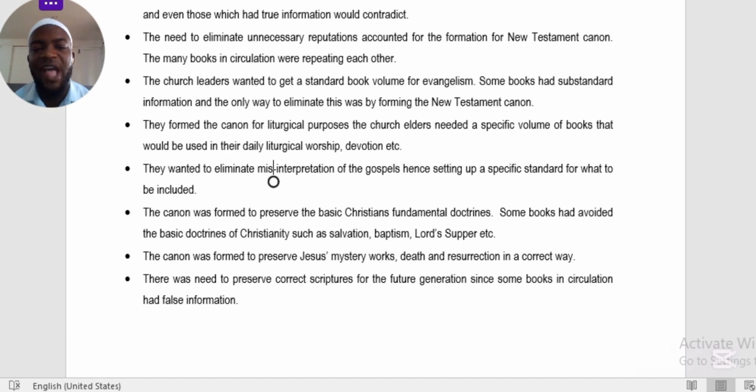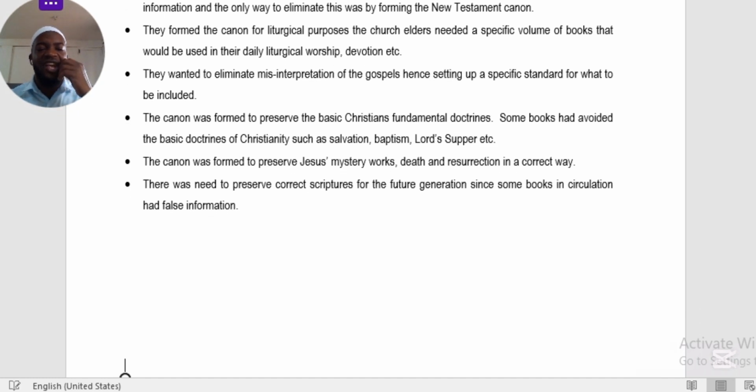Last, the need to preserve correct scriptures for the future generation also made the canon to be formed. They wanted to preserve right information for the future generation. They never wanted the future generation to get confused like the first one. So this made them sit down and critically form the New Testament canon.